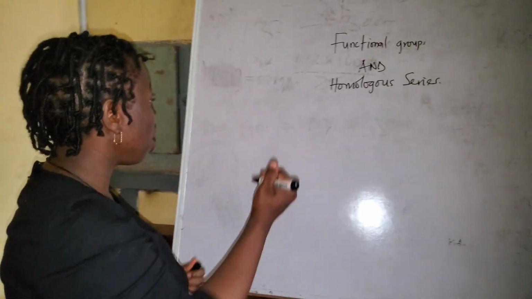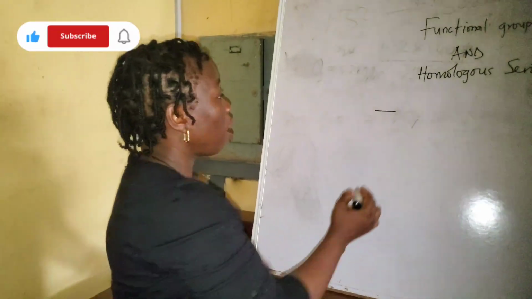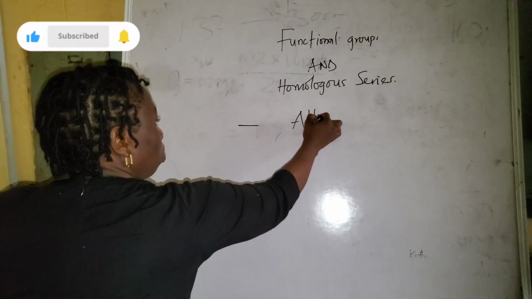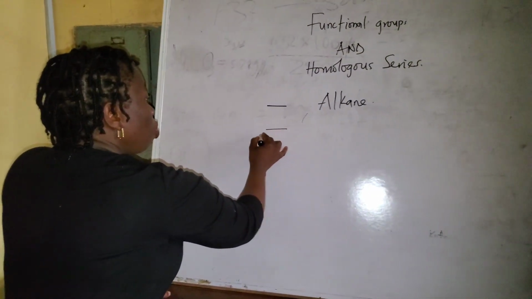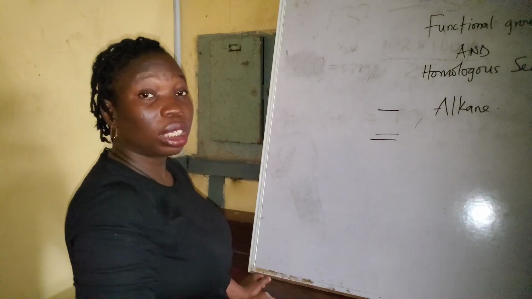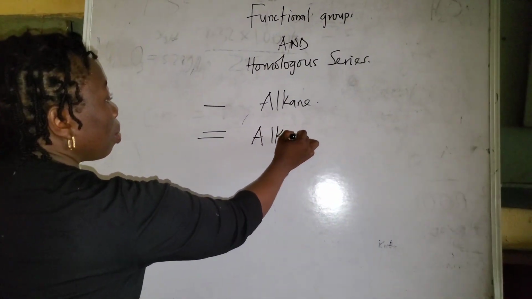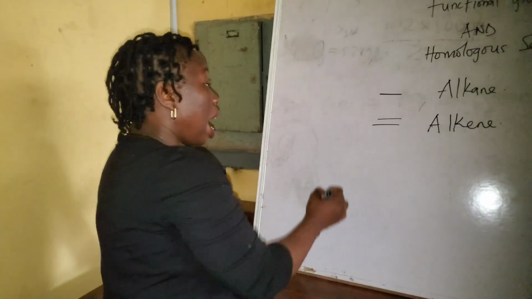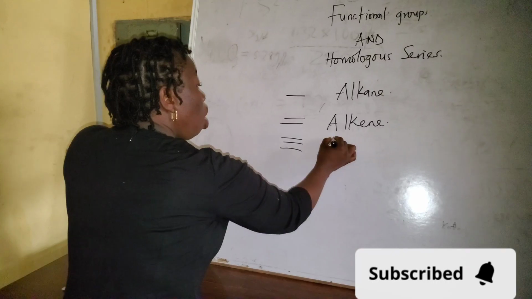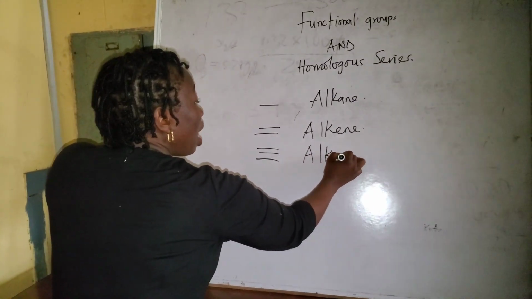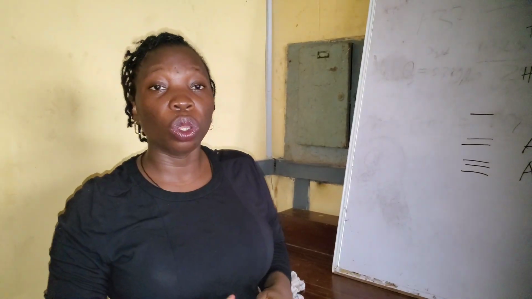Example, we have a single bond. A single bond is a functional group of alkane. Then we have double bonds. Double bond is a functional group of alkenes. Then we have triple bond. Triple bond is a functional group of alkyne. This is how you know which family a compound belongs to.